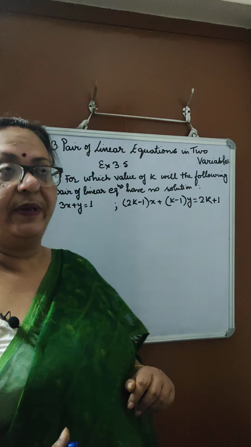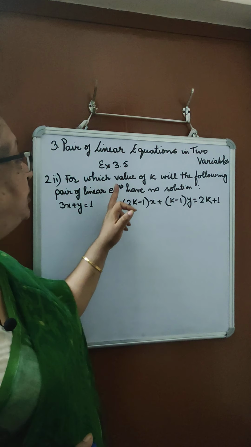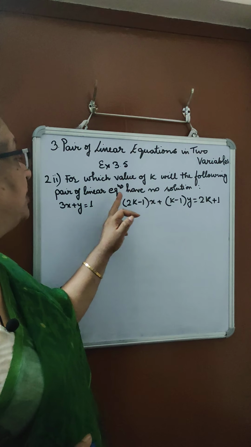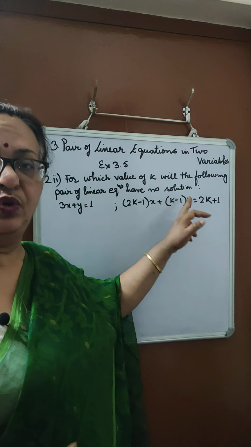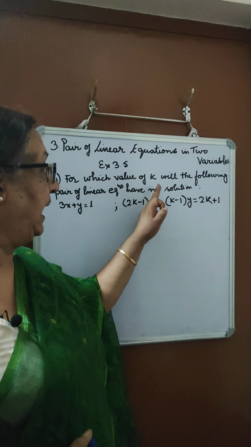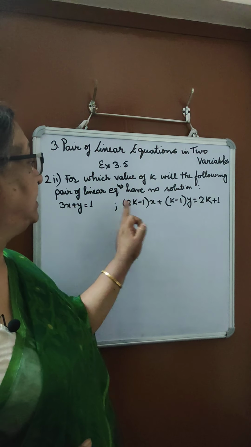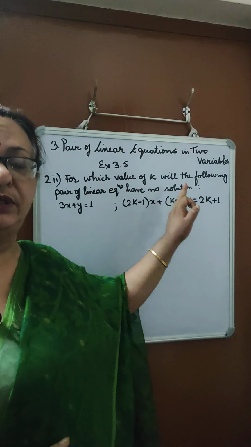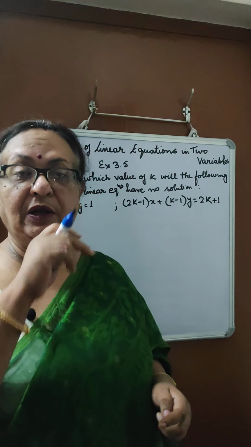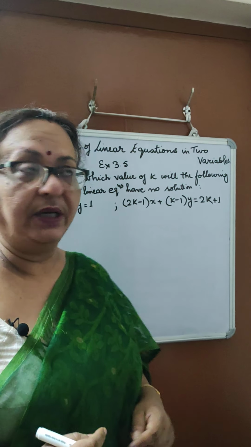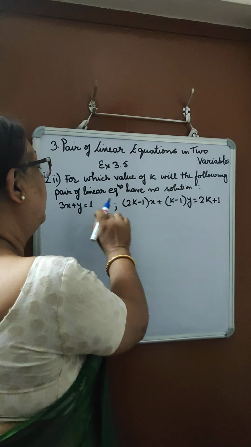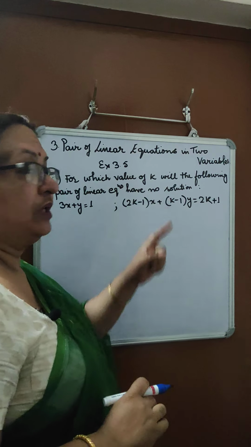Now what does this question say? For which value of k will the following pair of linear equations have no solution? For which value of k will these two equations have no solution? Okay, so let's see for what value of k this will have no solution. First we call this equation number 1.